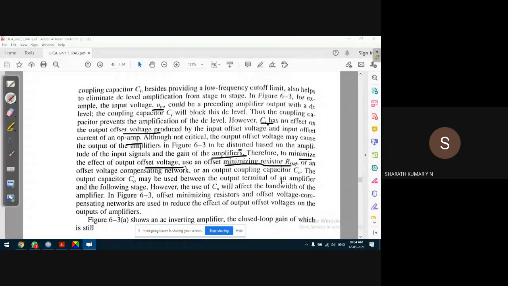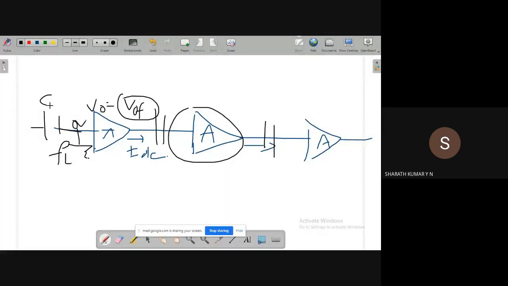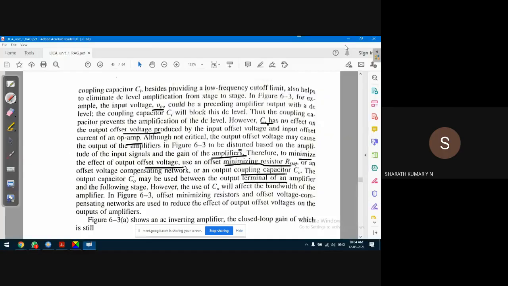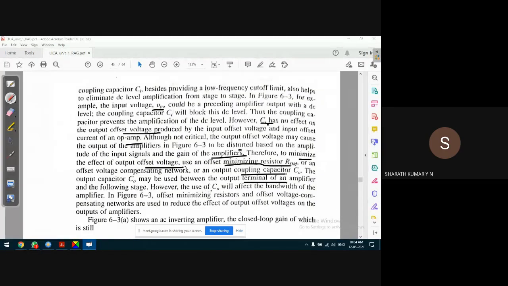Output coupling capacitor CO may be used between the output terminal of an amplifier and the next stage. If this is CI for A1, then this is CO for A1. Let's say this is A2; for A2, if this is CI, then this will be CO. So we have an input coupling capacitor and an output coupling capacitor. CO will affect the bandwidth of the amplifier, because CO will affect the upper cutoff frequency. That is about the offset minimizing networks.